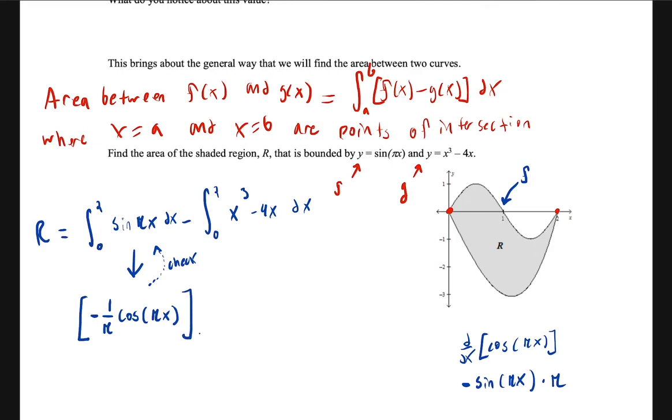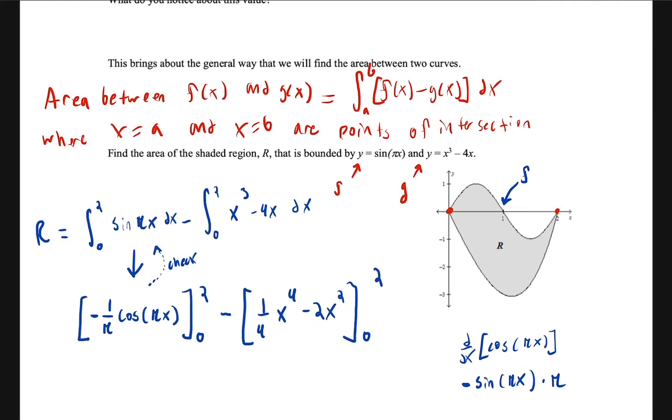I'm going to do that from 0 to 2. If you were really paranoid, you could check that derivative again. And then we're going to have minus, this one's a little easier, the antiderivative of x to the third, 1/4 x to the fourth, minus, and this will be 2x squared, all again from 0 to 2.